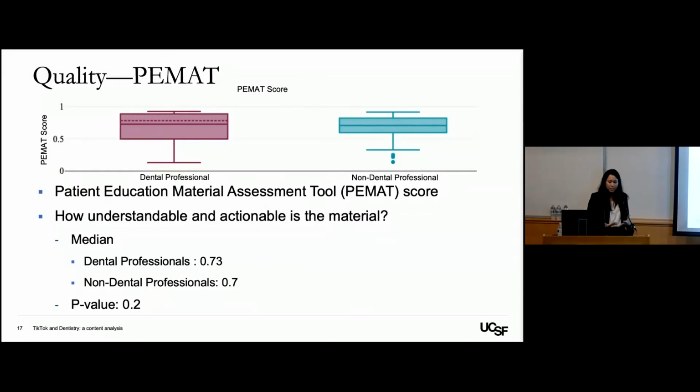PEMAT, again, as I said, looks at the understandability and actionability of the material. There was no significant difference between the median PEMAT scores. They both had a median score of around 70%. For the data here and the data I'm going to show in the next slides, I used the median instead of the mean because the data was not normally distributed. So the median was a better representation compared to the mean. At 70%, if that's a grade, that's like a C. So they get a C, both groups overall, in terms of understandability and actionability.